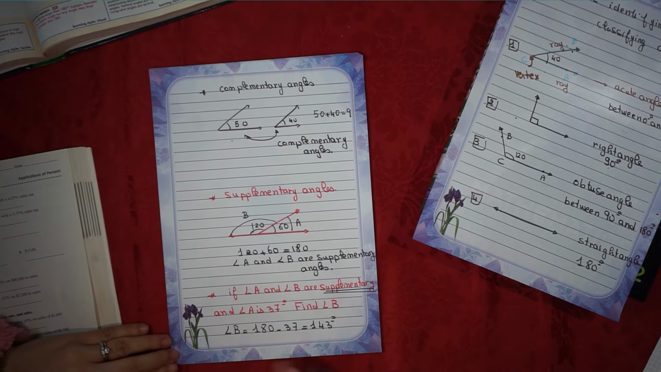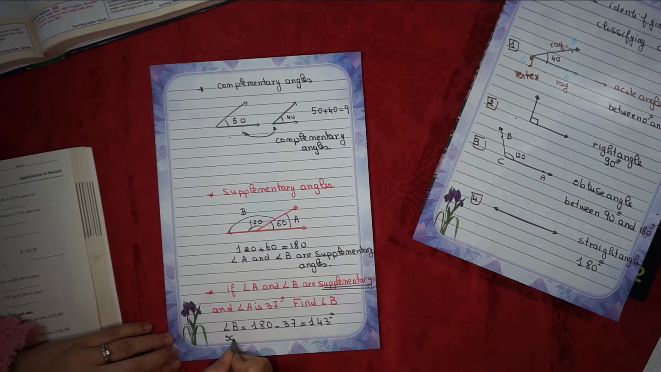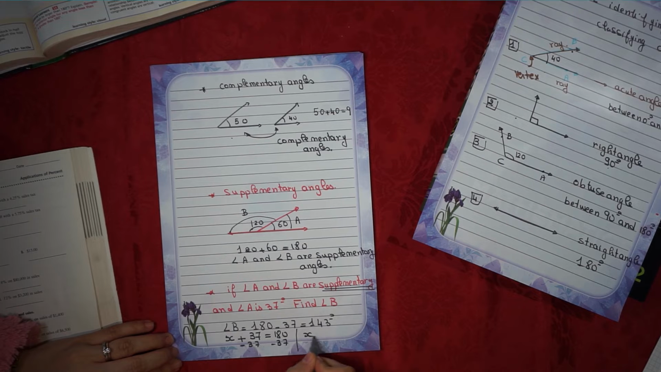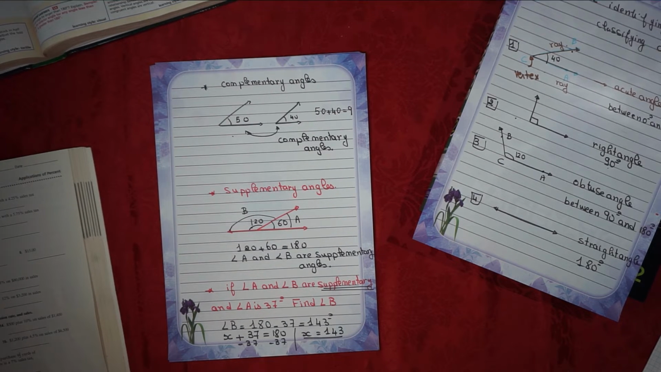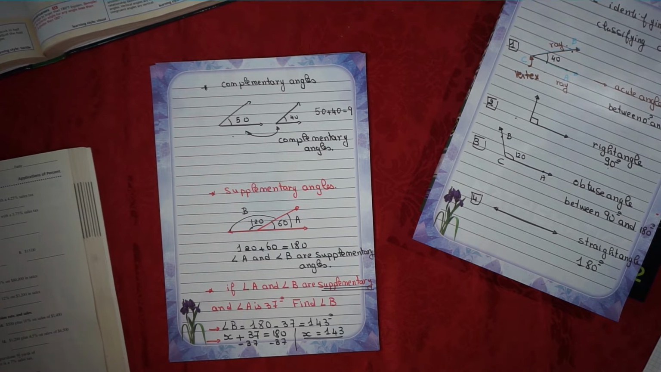Or we can apply the equation: angle B, which is my x because it's the missing number, and angle A, which is 37, equal 180. We can subtract 37 from both sides, and my x will be equal to 143. So there are two methods: the first one, or the second one if you want to use equations.